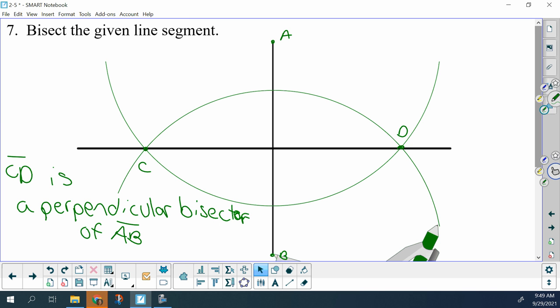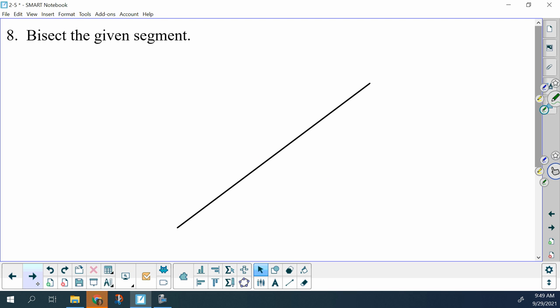Perpendicular means right angle. Bisector means I created a midpoint. And that midpoint is only for AB. It's not a midpoint for CD. That's the whole thing. Questions? All right, one more time. Bisect on your own. Open and swing, open and swing.